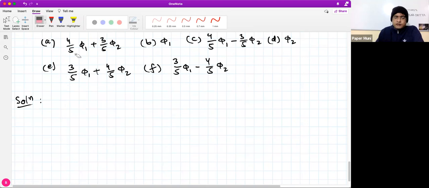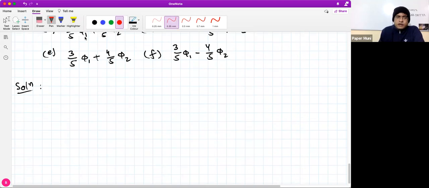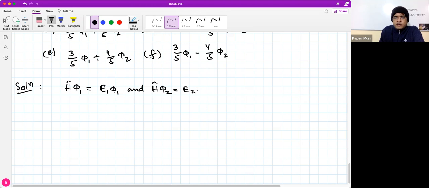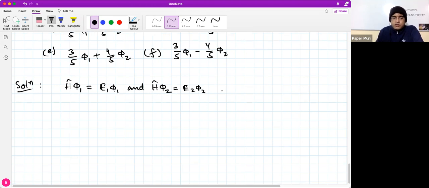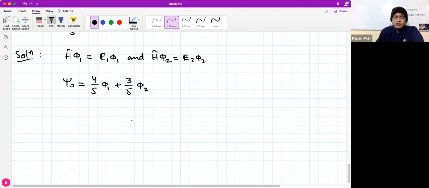Now in this case, it's given to us that H operating on phi 1 will give us E1 phi 1, and also that H operating on phi 2 will give us E2 phi 2. The wave function given to us is 4 by 5 phi 1 plus 3 by 5 phi 2 at time t equal to 0.